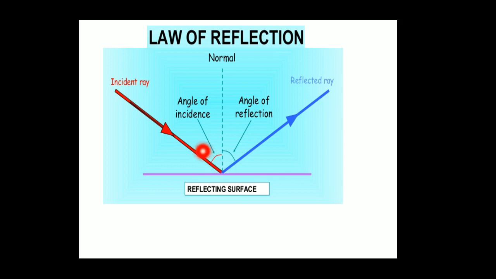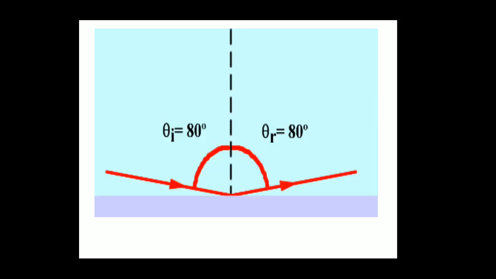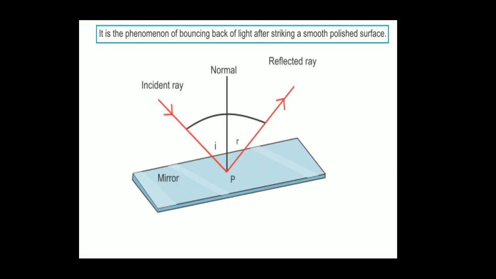Suppose I say here the angle of incidence is 45, what may be the angle of reflection? This angle will also be the same, 45 only. Can you see here? In this one, the angle of incidence is 80, the angle of reflection is also 80. According to the laws of reflection, i is always equal to r.